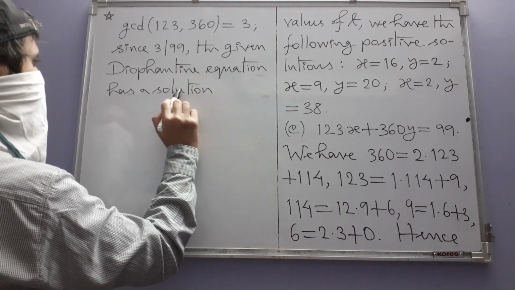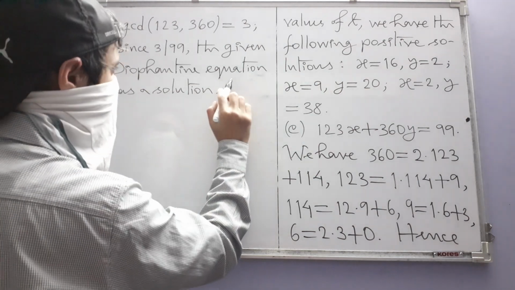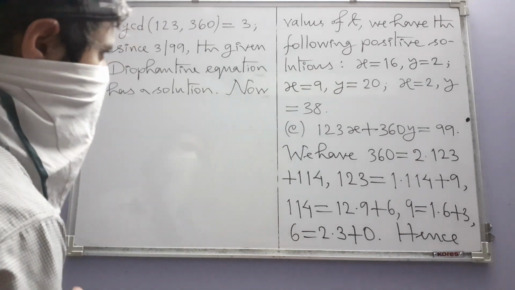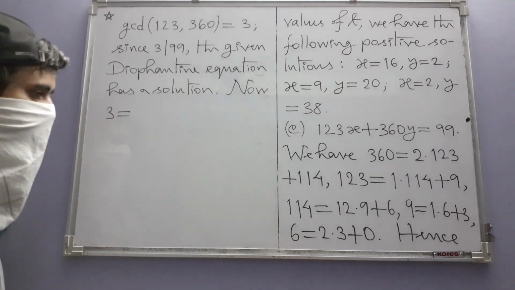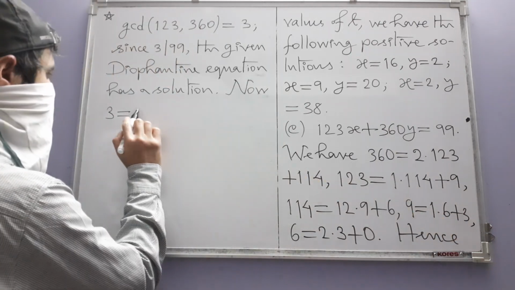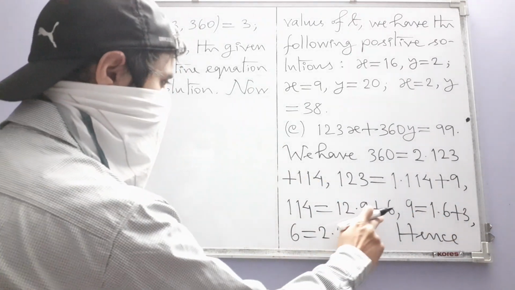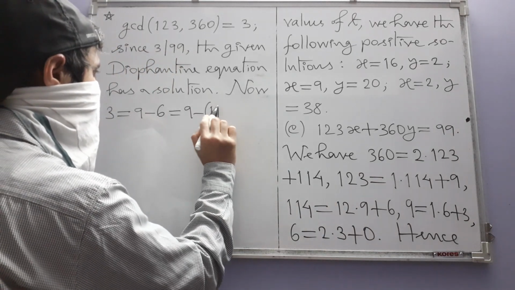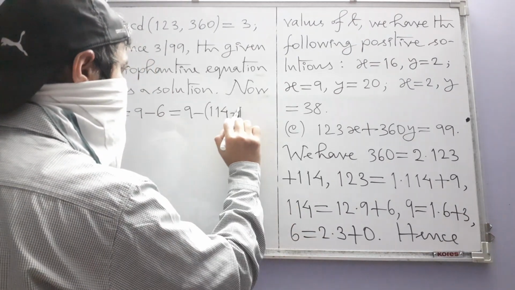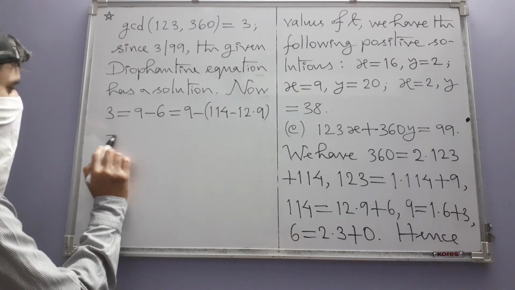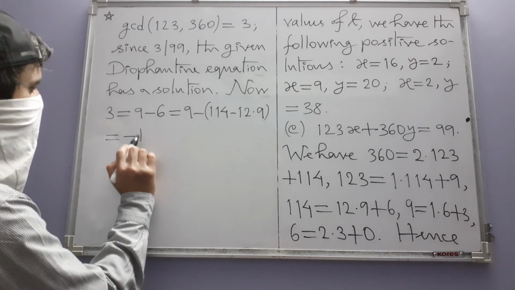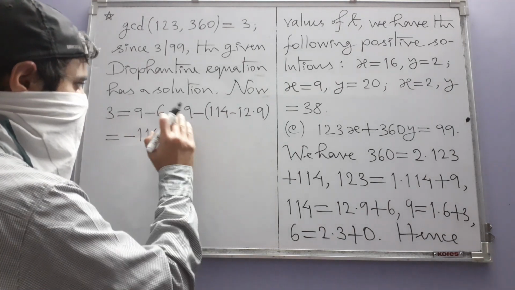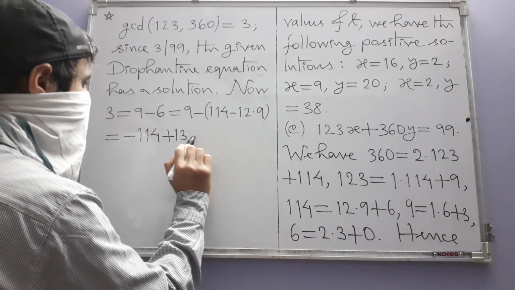Anyway, you can write. Now to find a particular solution, we go through that process again. First, 3 is 9 minus 6. Then 6 is 114 minus 12 times 9. So this is minus 114 plus 12 times 9 plus 9 means plus 13 times 9.